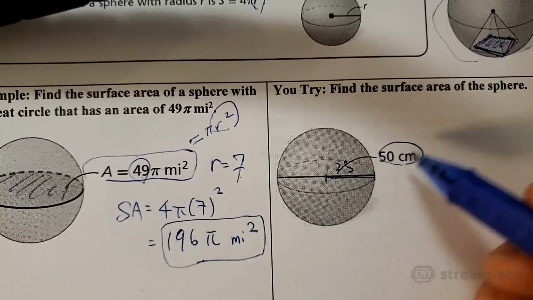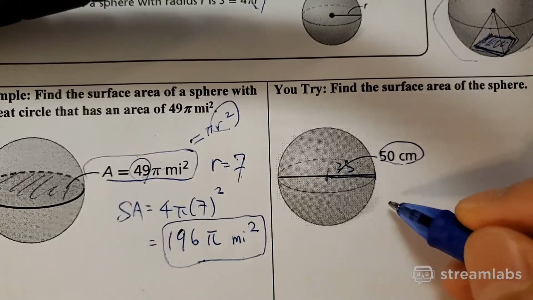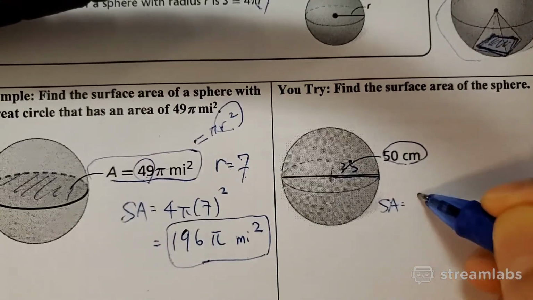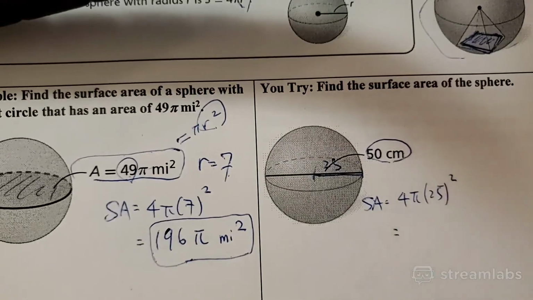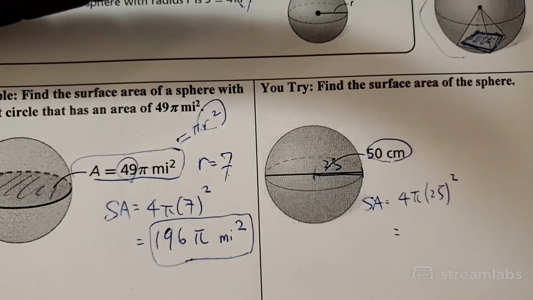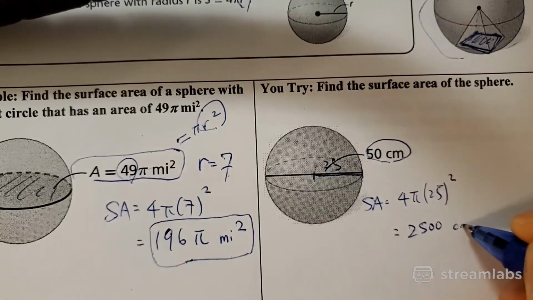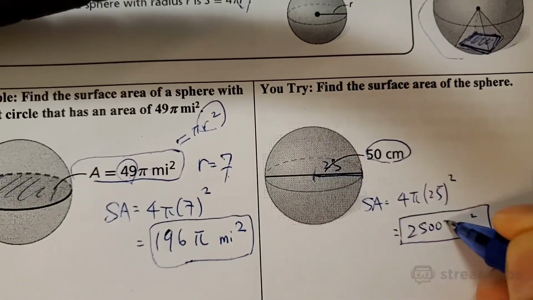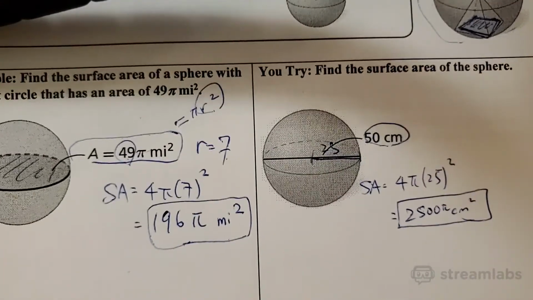And this part is because it's half, right? So you just do half. This is the diameter. So then you would just do SA equals 4 pi times 25 squared, okay? 4 pi r squared, okay? 25 squared times 4, 2500 centimeters squared with the pi. Okay?